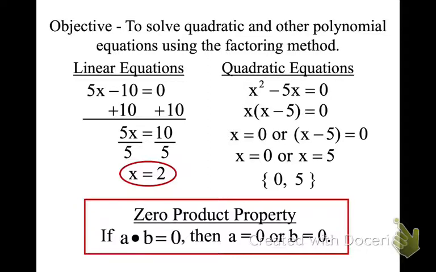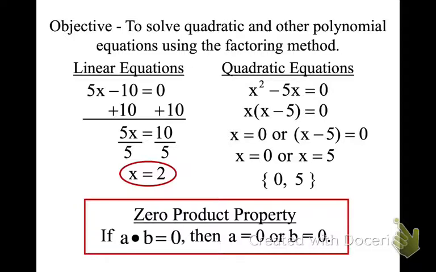Unless it's a perfect square trinomial, you're going to have two solutions when you're solving a quadratic. Okay? The only kind you won't have would be a perfect square trinomial because those two factors are the same thing. So again, we factor it, we set both factors equal to 0, and then we solve those two equations.